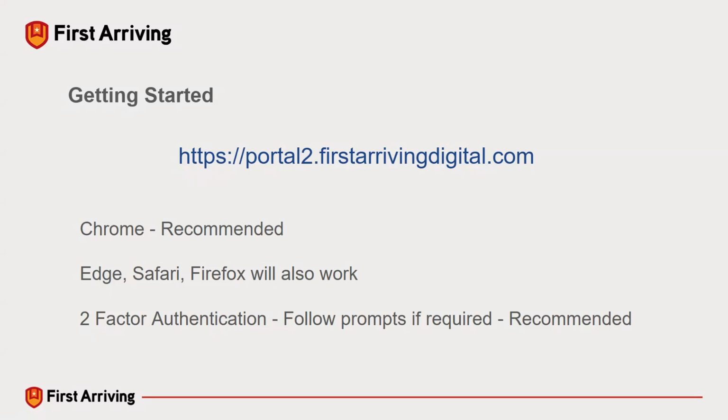All users, including agency admins, access the First Arriving platform through a single unified login page. The URL is, as you see on the screen, portal2.firstarrivingdigital.com. We recommend that you bookmark this address, and we'll talk about bookmarking a little bit later. Now, we recommend that you use Chrome. However, know that you can use Edge, Safari, Firefox and others, but we do highly recommend using Chrome.